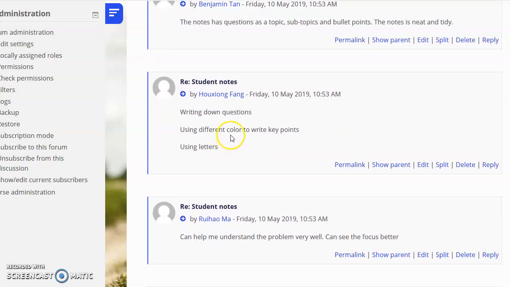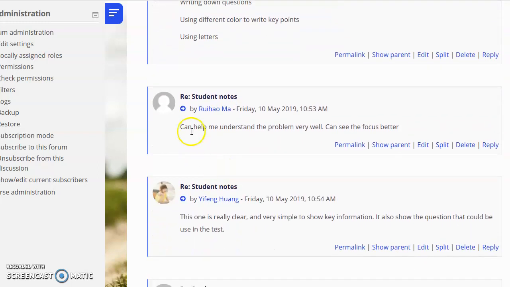And some had noted colour and letters to organise notes better. So also this one had said that the notes have been written to help them to understand afterwards what the problem in that lecture was. So it was written to help understanding.